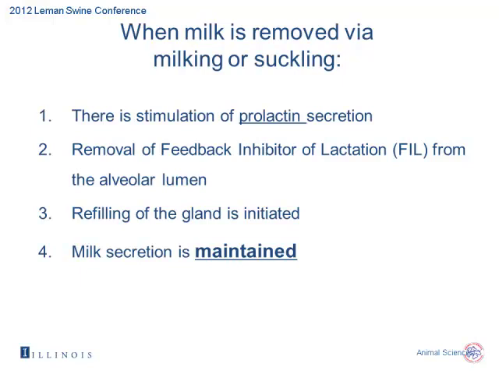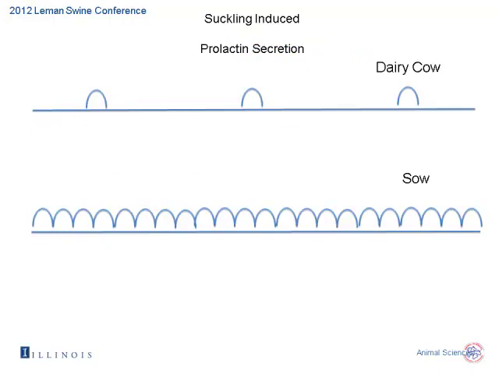So in a dairy cow, prolactin secretion, if we think of these lines as representing a 24-hour period, and we milk her 3 times a day, you get these 3 surges of prolactin. Morning, afternoon, evening, and so on. And it usually comes down to pretty well baseline in between. On the sow, on the other hand, as you know, she's being nursed a lot throughout the whole day. And so her prolactin never really comes all the way down until you actually take the pigs away.